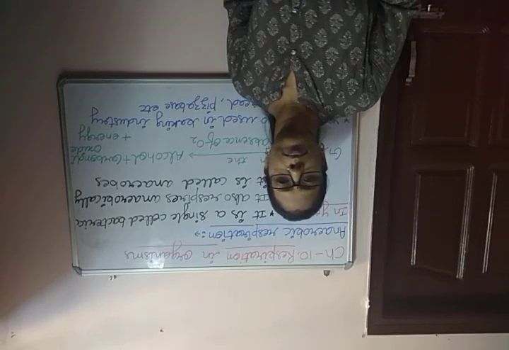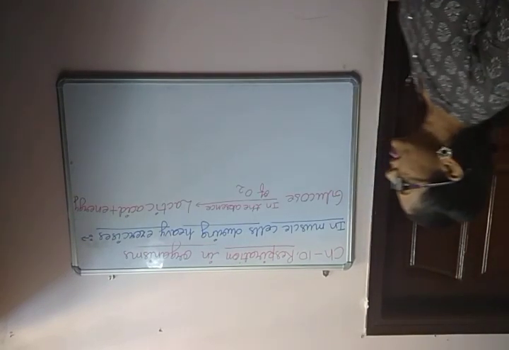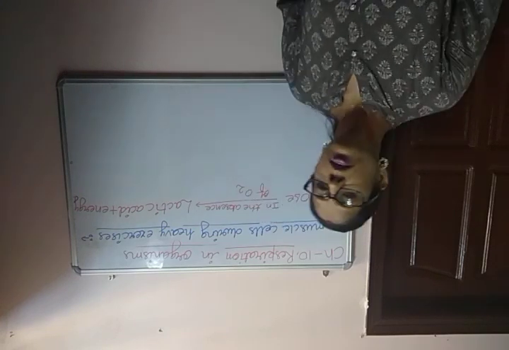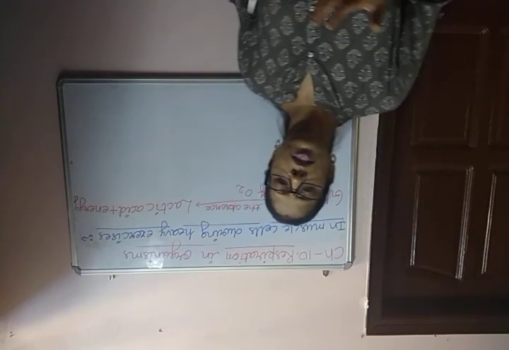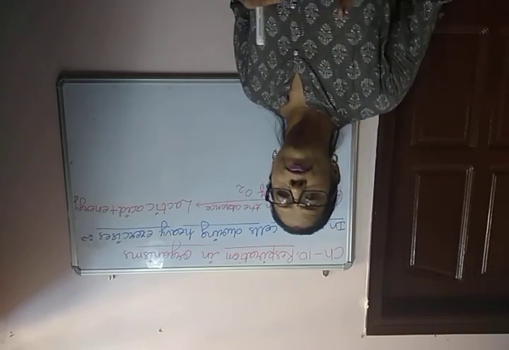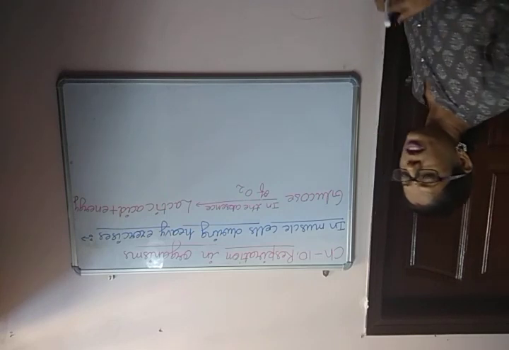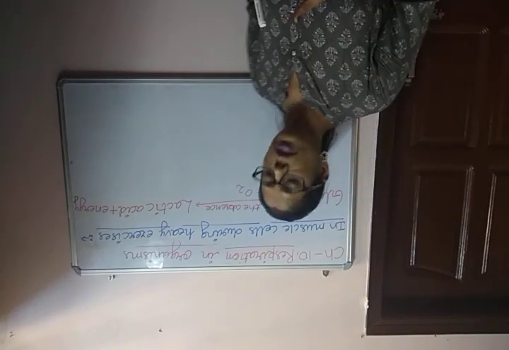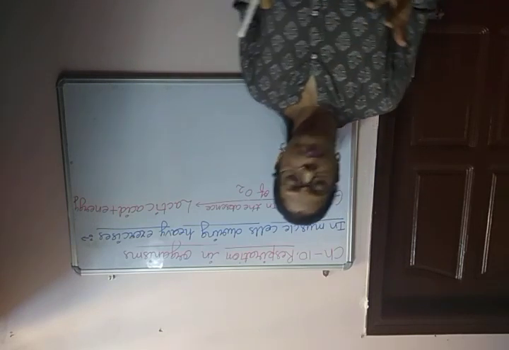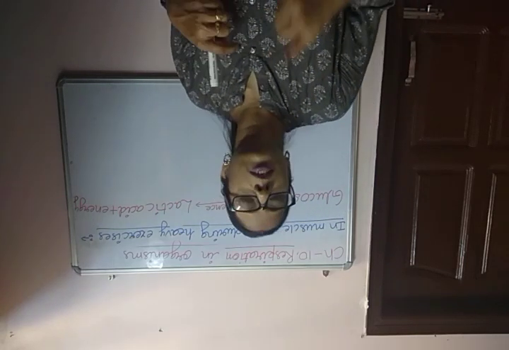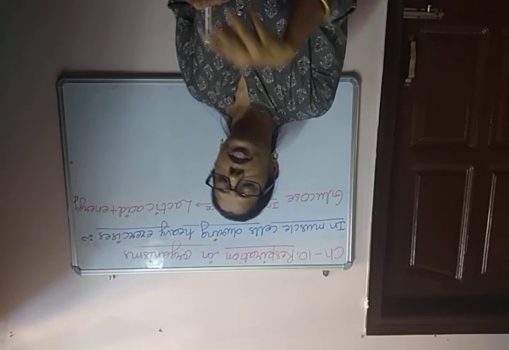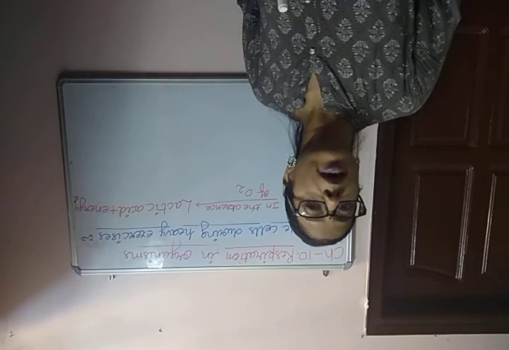Next, anaerobic respiration in muscle cells of human beings during heavy exercise. Sometimes when we perform heavy exercise like running, cycling, or when we walk very fast, our muscle cells also respire anaerobically. They respire anaerobically because at this time the demand for energy is high, but the supply of oxygen in our muscle cells is very low. That's why our muscle cells respire anaerobically.